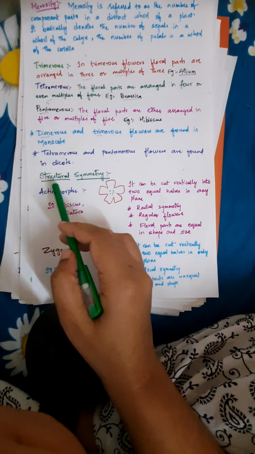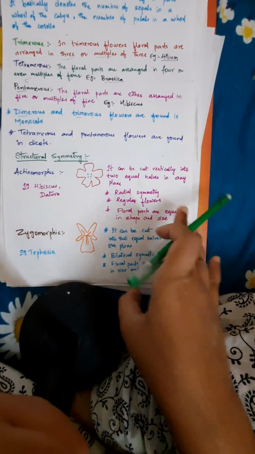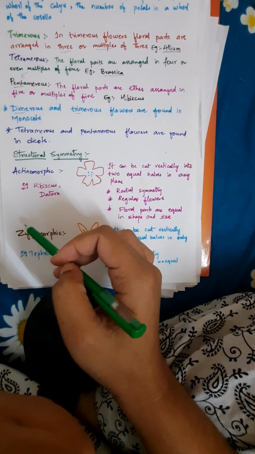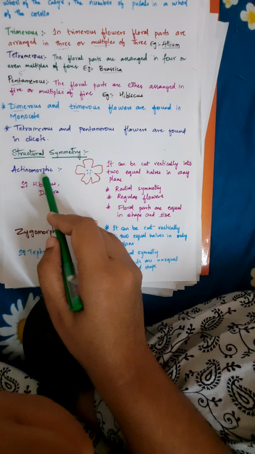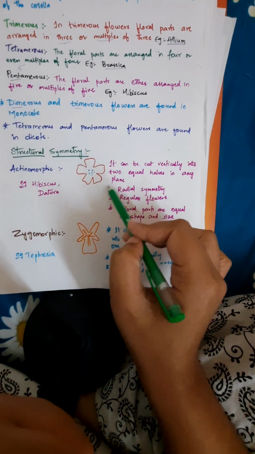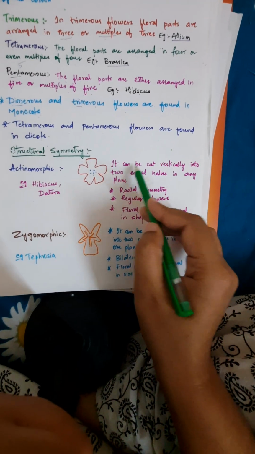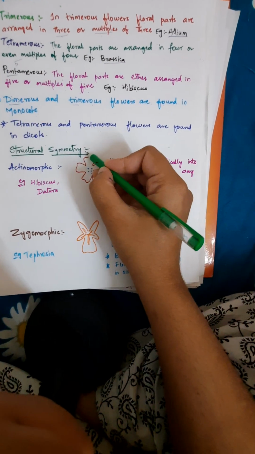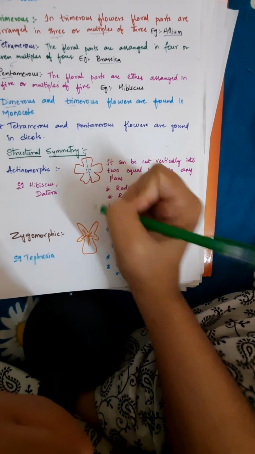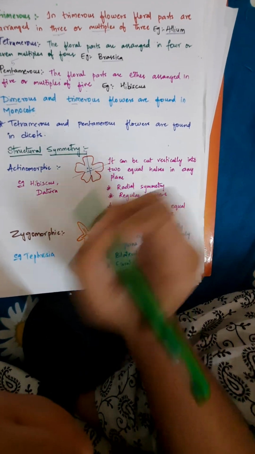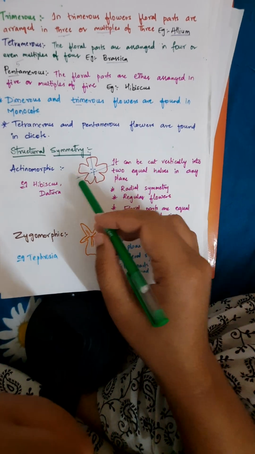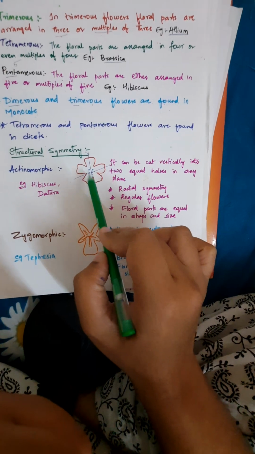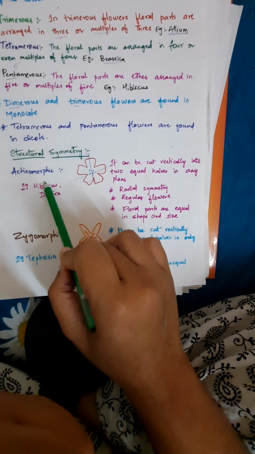Now let us go to the structural symmetry. See here, on the basis of structural symmetry, the flowers are divided into 3 types. The first one is known as actinomorphic. See here, this is the flower. Here it can be cut vertically into 2 equal halves in any plane. See here, from here we can cut this into equal halves. From here we can cut this into equal halves. So here we can cut this vertically into 2 equal halves from any plane. So this type of flower is known as an actinomorphic flower.